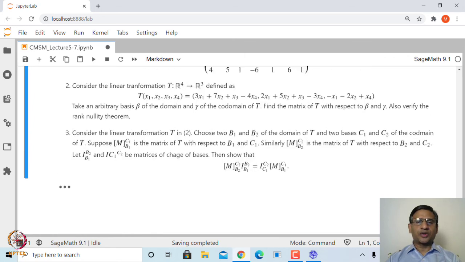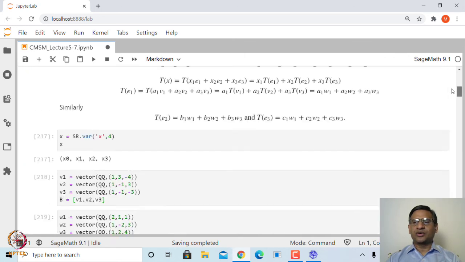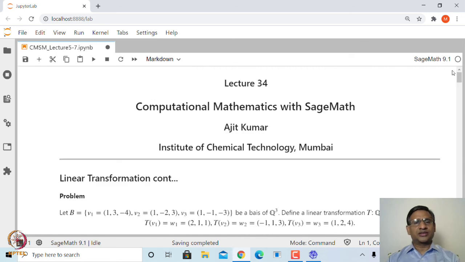Let me stop here. In the next class, we will look at how to deal with eigenvalues and eigenvectors, and as you know, these eigenvalues and eigenvectors have numerous applications in linear algebra.